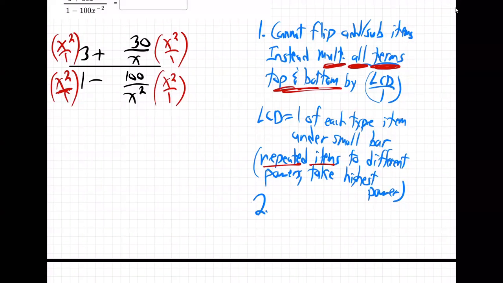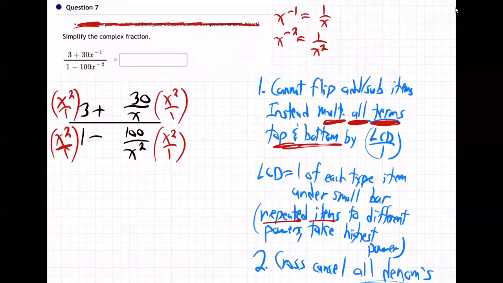Now we're going to come down here and cross cancel all denominators. It's like bye-bye to all denominators. So x cancels here and leaves 1x on the top. This x squared and x squared wipe out completely. We good there? It's coming on down.